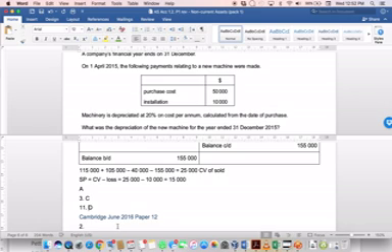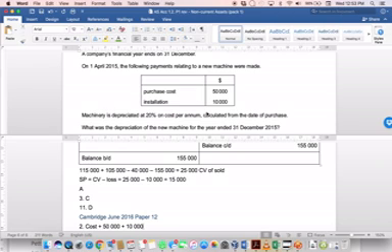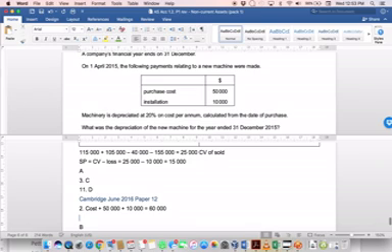There are 2 things we need to factor in here. The first thing is that the cost is going to be both the 50,000 and the 10,000, because your installation is part of the cost of getting that machinery working, and without that installation cost you wouldn't be able to use it, and so therefore it is actually part of your initial cost. So your initial cost is 60,000.